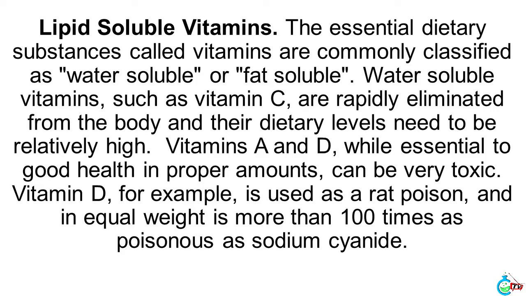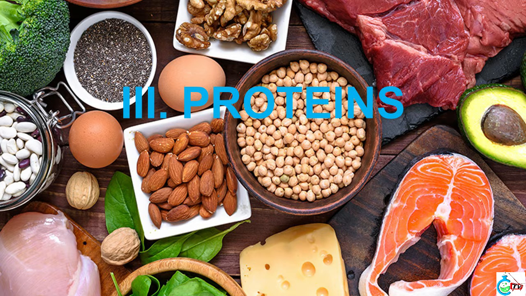7. Lipid-soluble vitamins. The essential dietary substances called vitamins are commonly classified as water-soluble or fat-soluble. Water-soluble vitamins, such as vitamin C, are rapidly eliminated from the body and their dietary levels need to be relatively high. Vitamins A and D, while essential to good health in proper amounts, can be very toxic. Vitamin D, for example, is used as a rat poison, and in equal weight is more than 100 times as poisonous as sodium cyanide.